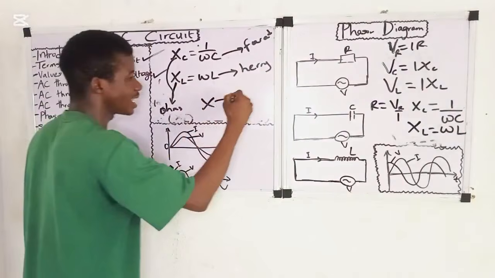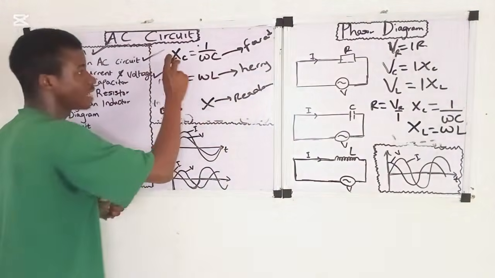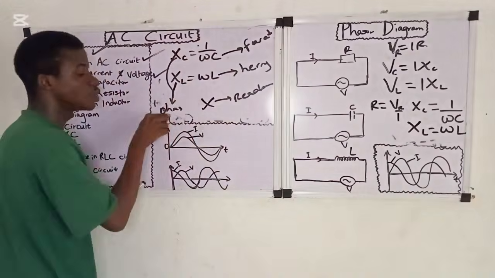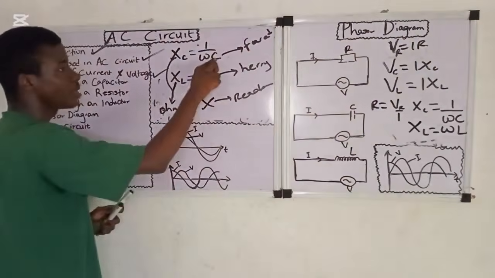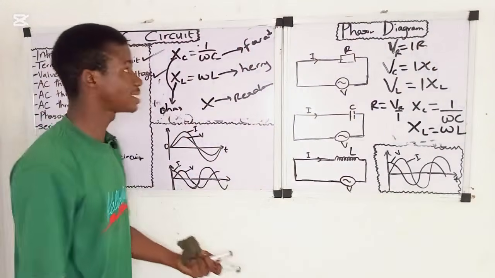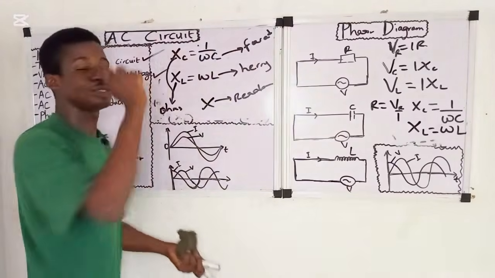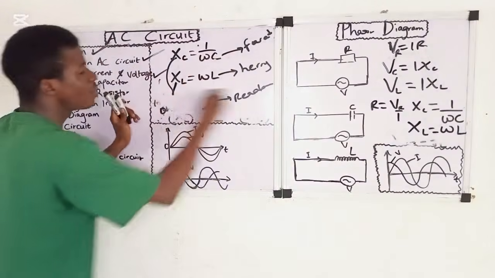This symbol is known as reactance, right? And there are two types of reactance: the capacitive reactance and the inductive reactance. Reactance is measured in ohms. Resistance is measured in ohms. Capacitance is measured in farad. Inductance is measured in henry. So take note of this formula, but we are not done yet.